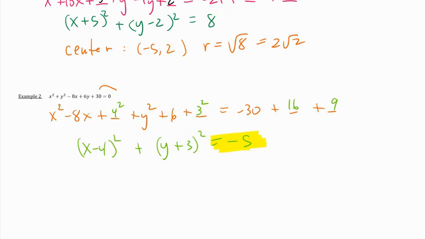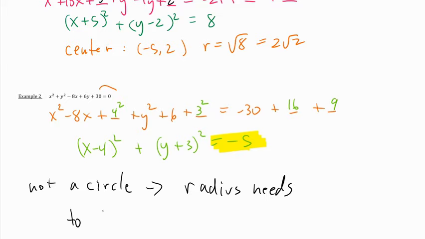And this is a problem. It's not a circle, because if it's a circle, the radius has to be positive. So if you end up with a negative radius, it's not a circle.